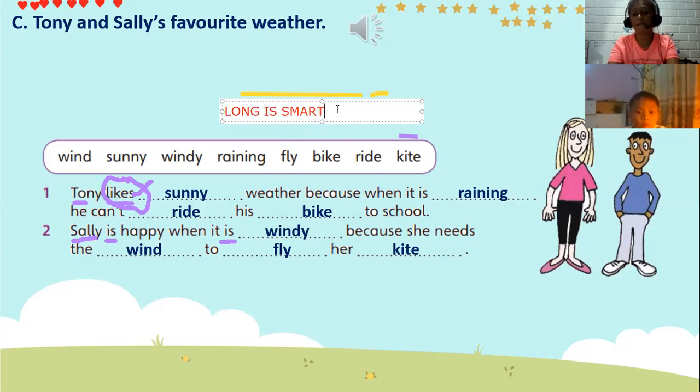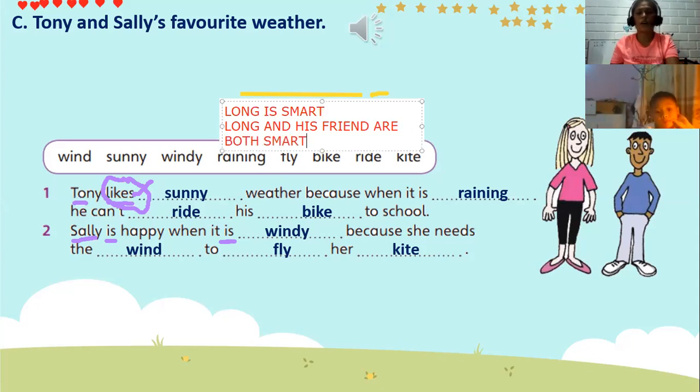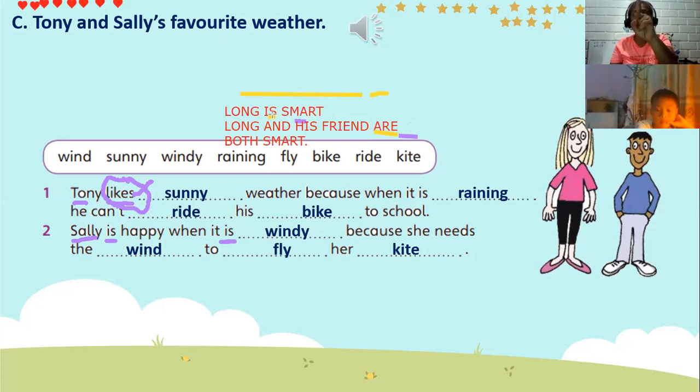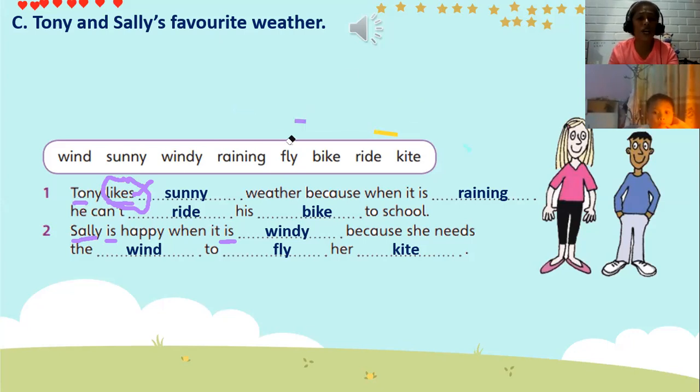But when I say long and his friend are smart. Okay. Long and his friend are both smart. So it means two people, Long and his friend. That is why teacher is using are. Do you understand, Long? Yes. And teacher is using S because only one. Do you understand? Yes. Very good, Long. That's a great job. Okay. Wow. Good boy.